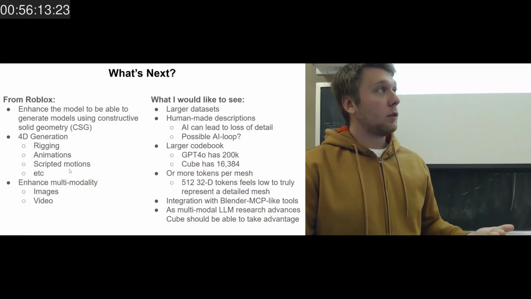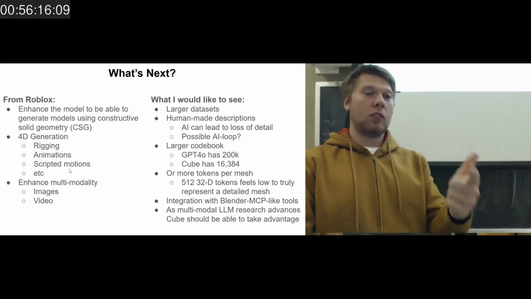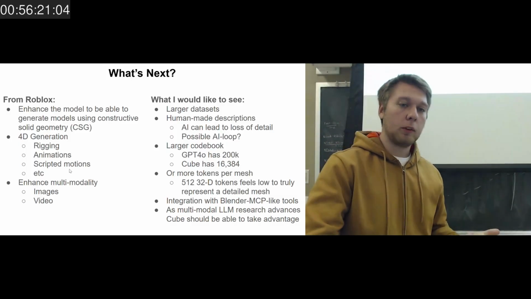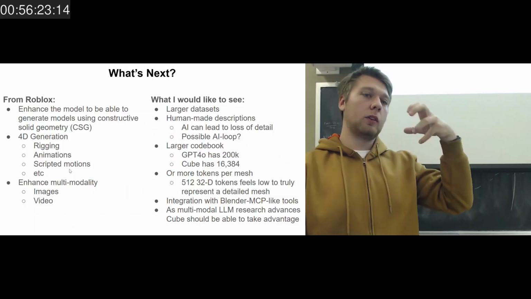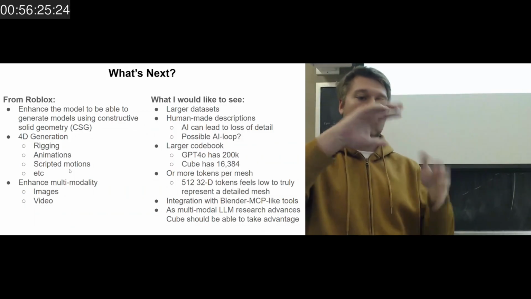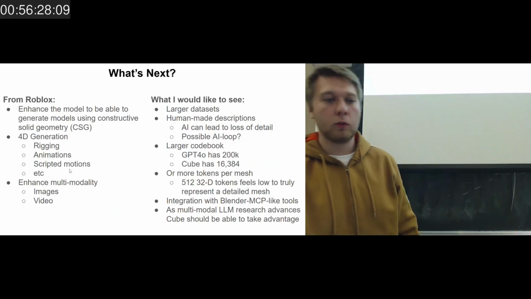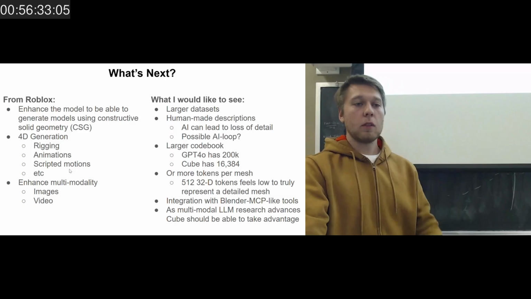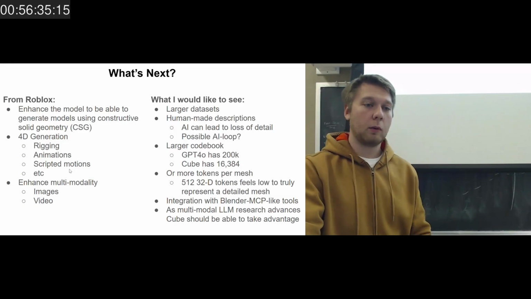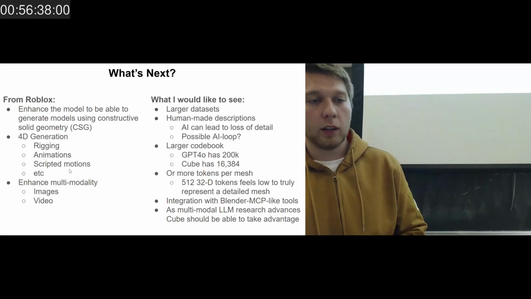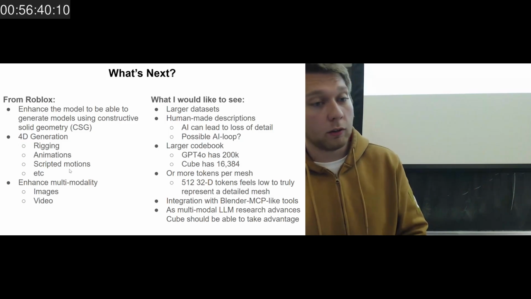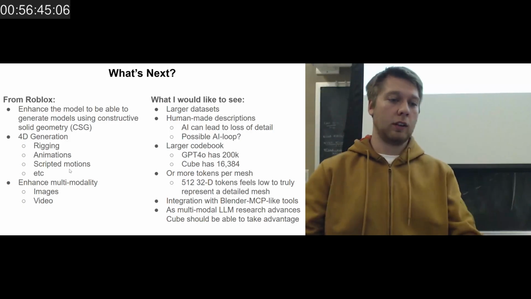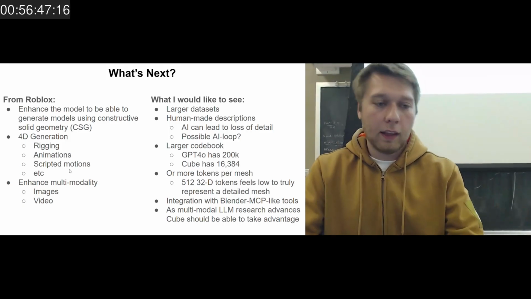What's next? Roblox says what's next is they want constructive solid geometry. That's the word I was looking for earlier. It's being able to have the model use that, which is just saying, I want a sphere here, I want a cube here, I want a cone here, and so on, to create meshes instead of using vertices and faces. 4D generation is the next step. They want to add that fourth dimension, whether that's rigging the model for animation, creating those actual animations themselves, scripted motions, programming for those models, etc.